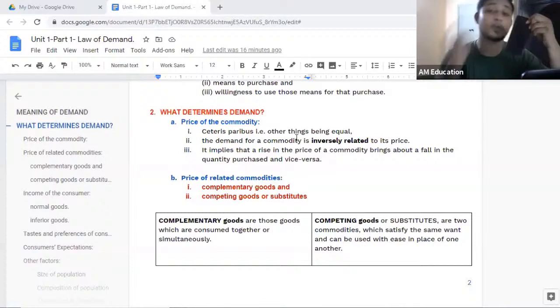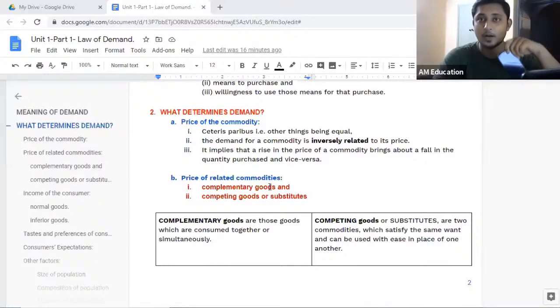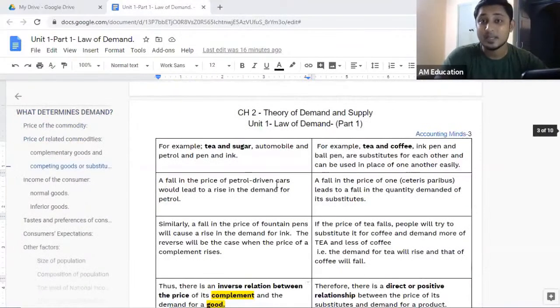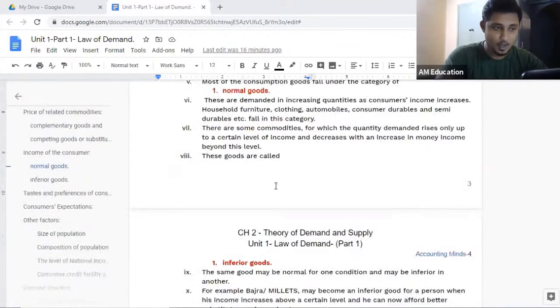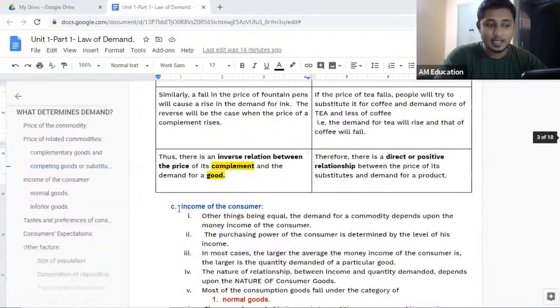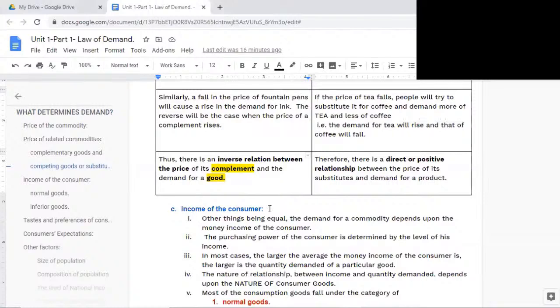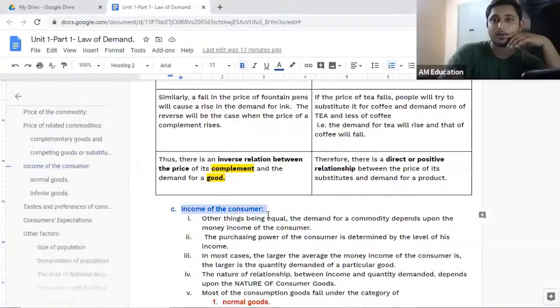For a product's demand to be effective, there's an influence of the price of related commodities on the demand of the product. And then what else also impacts the demand of a product is the income of the consumer. This is where the ability factor comes in, right?